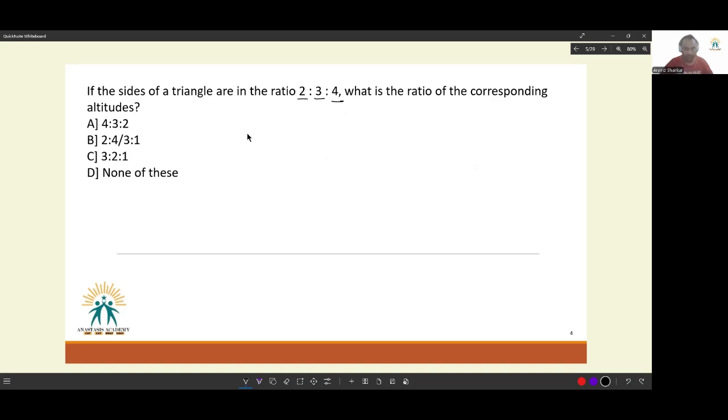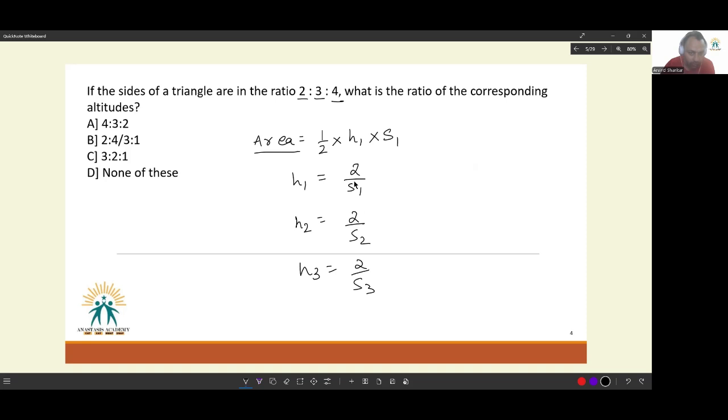See, wonderful thing, area is going to be equal to half into altitude 1 into side 1. And because this is the same triangle, area is going to be the same everywhere. Can I say H1 is equal to 2 by S1? H2 is equal to 2 by S2, and H3 is equal to 2 by S3 from this.